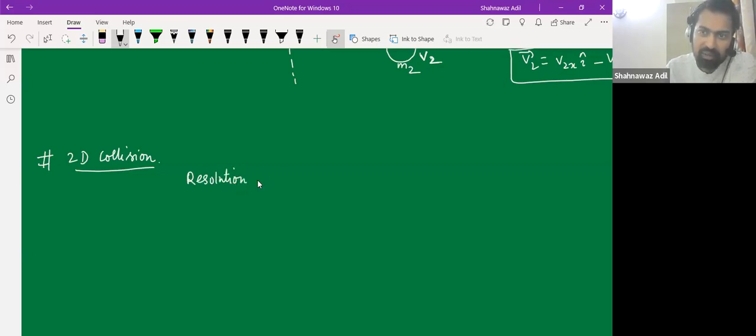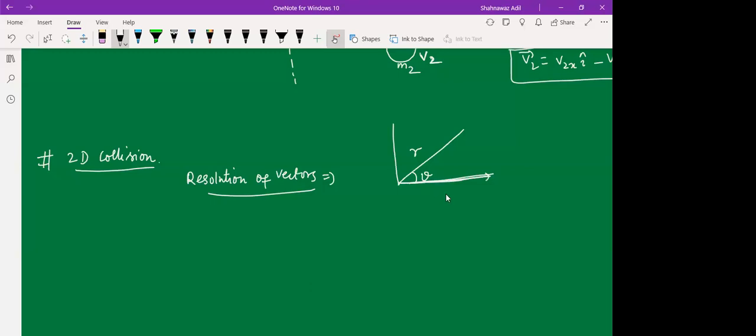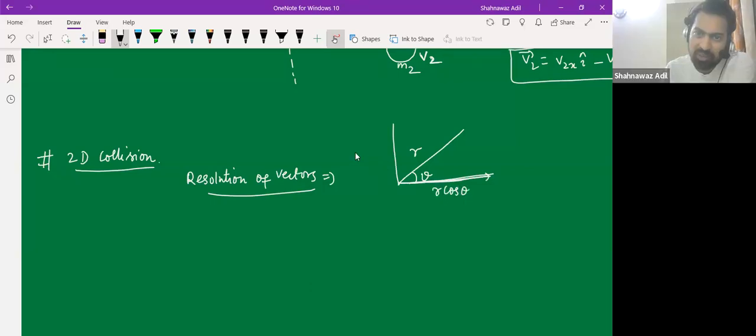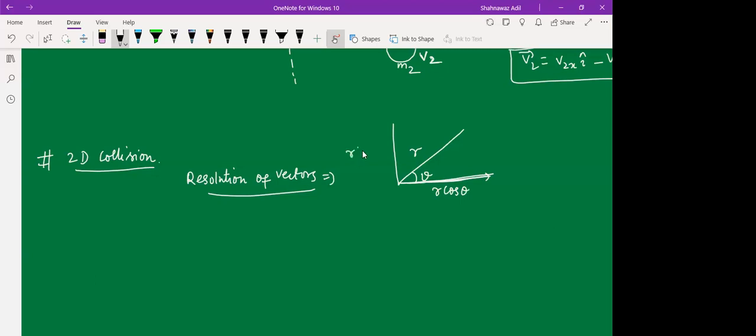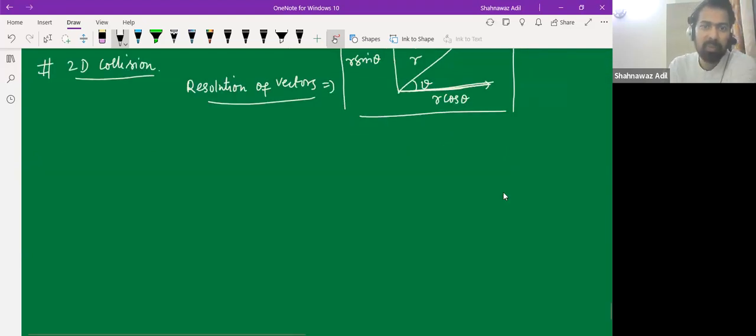This I have asked so many times, but let me ask this again. So if you have, let's say, r vector, and this is theta, what would be this component? R cos theta, good, and this one, R sin theta. So keeping this in mind, let us keep this in our mind.